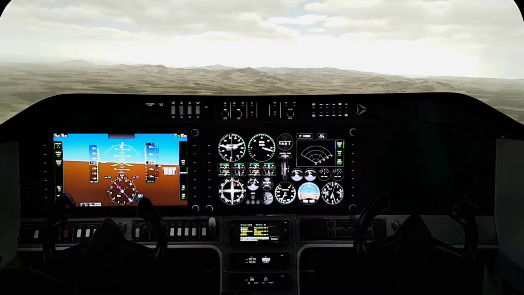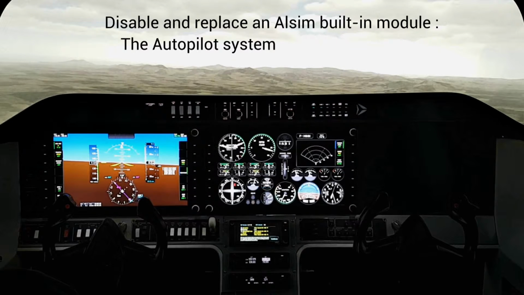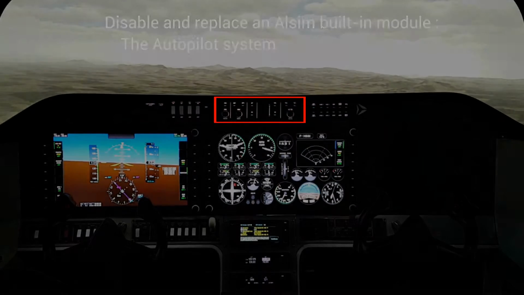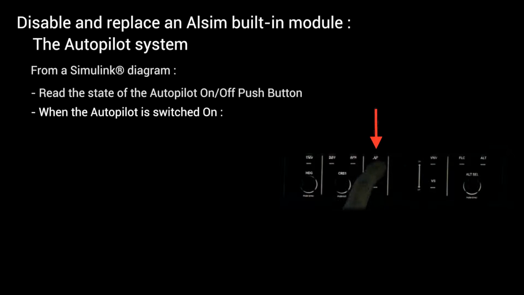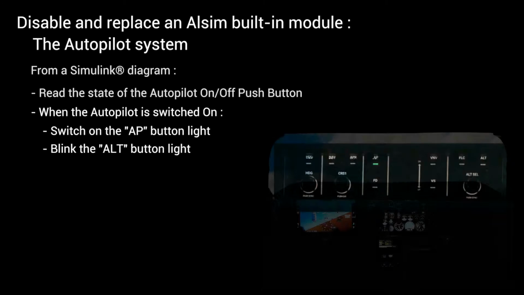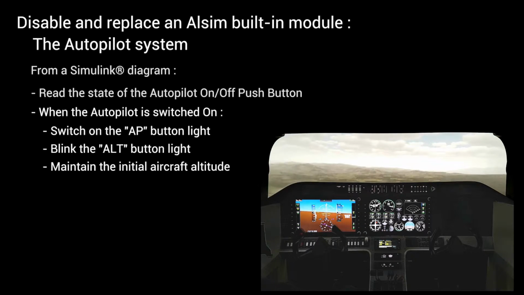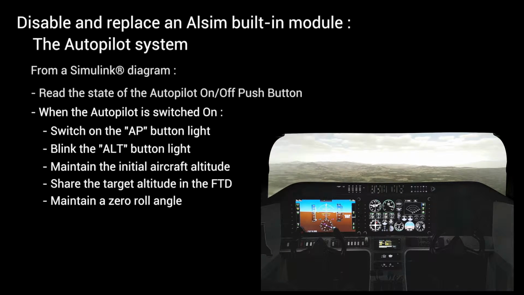We will introduce the engineering pack with an example on how to disable the Alsim built-in autopilot module and replace it with a custom Simulink model. From the Simulink diagram, read the state of the autopilot on-off push button. When the autopilot is switched on, switch on the AP button light. Blink the Alt button light. Maintain the initial aircraft altitude, share the target altitude in the FTD, and maintain a 0 roll angle.